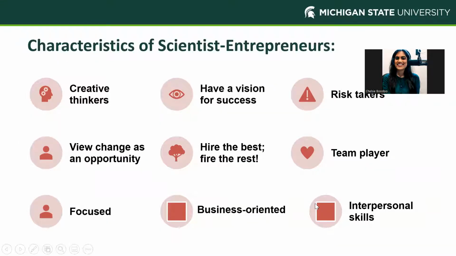So what are the characteristics of a scientist entrepreneur? They are creative. They have a vision for success. They are risk takers. They view change as an opportunity. They are the people who can hire the best and fire the rest. They are team players. They are focused, they're business oriented, and they have interpersonal skills.